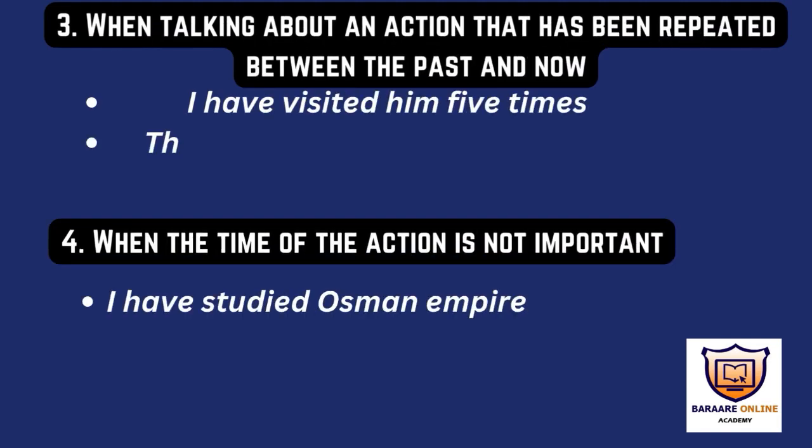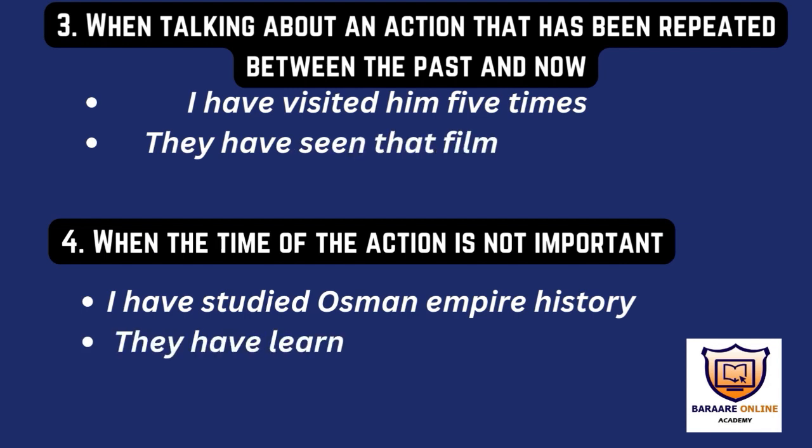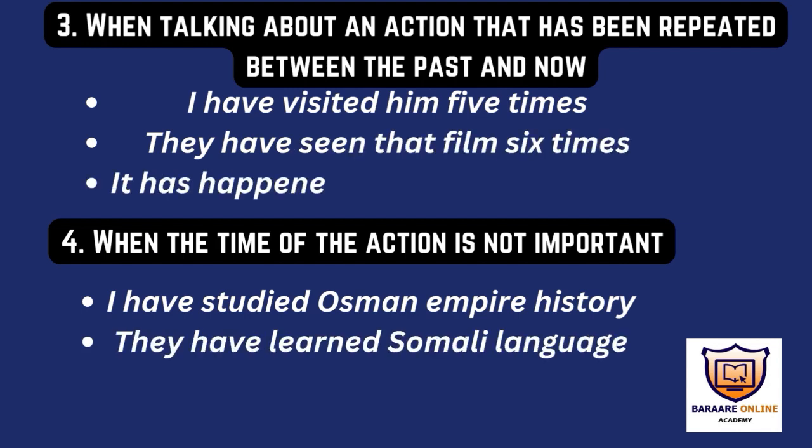Okay, number 3, we're talking about an action that has been repeated between the past and now. For example, I have visited him 5 times. Let us say from the first time you have visited, you have visited again another 4 times. So this is a repeated action and it's between past and now. They have seen that film 6 times. From the first time, they have seen it again another 5 times. It has happened several times already.